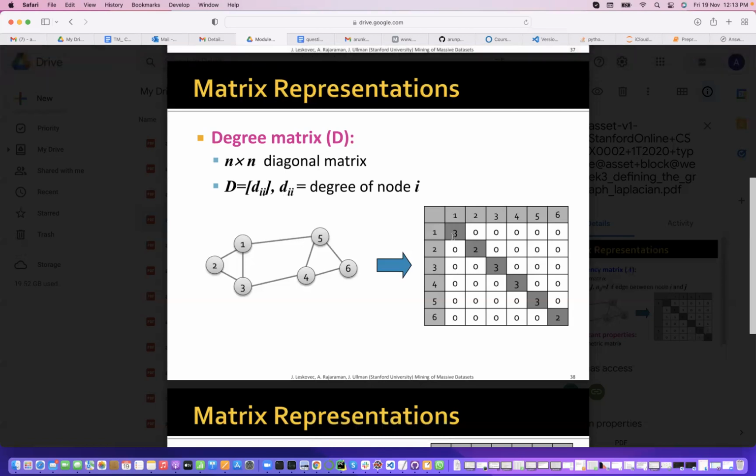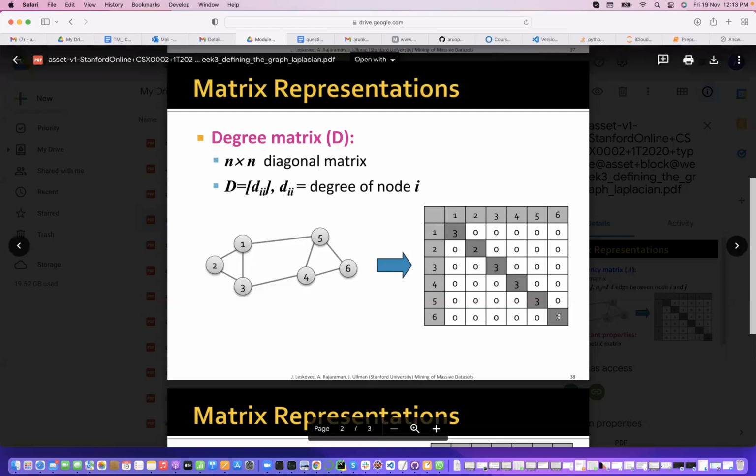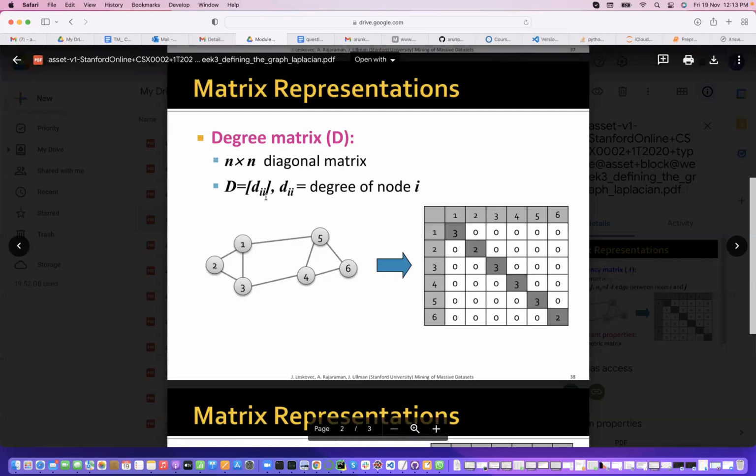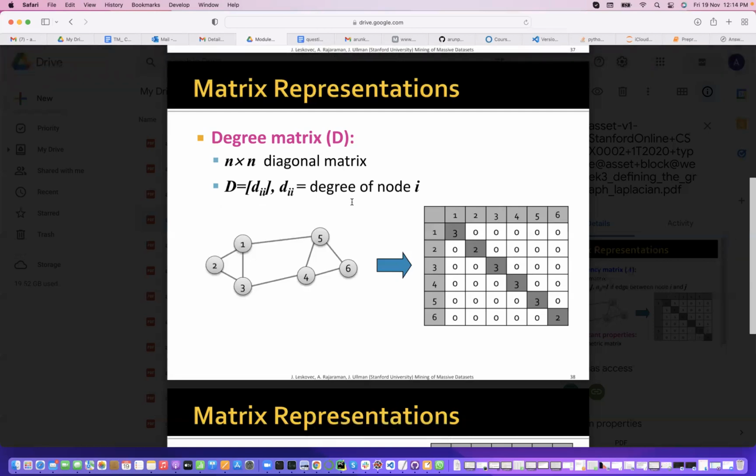So what is the degree of D? The first one is connected to how many other nodes? 3. The second one is connected to... So this diagonal will have exactly n elements. This degree matrix is another n by n matrix, with all other values 0, and only on the diagonal you put the degree of that node. D equals d_ii, where d_ii equals the degree of node i.